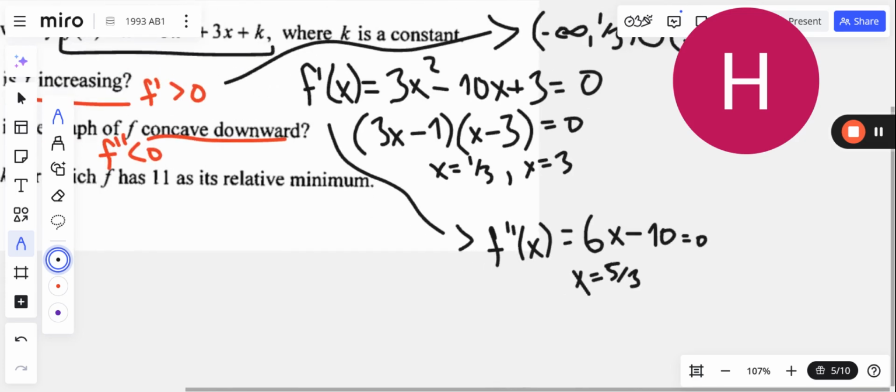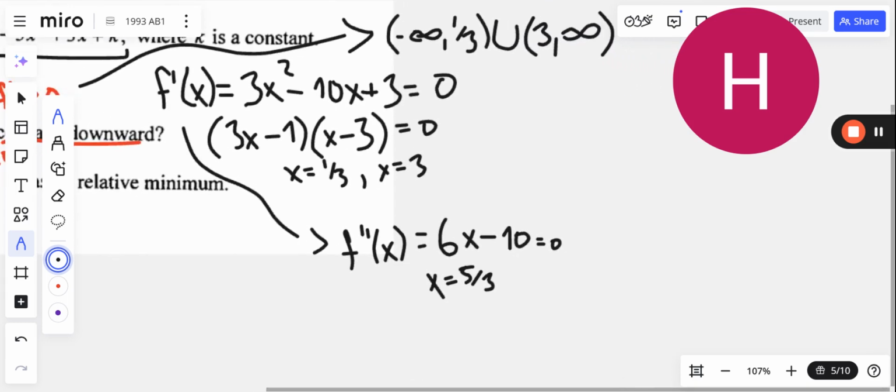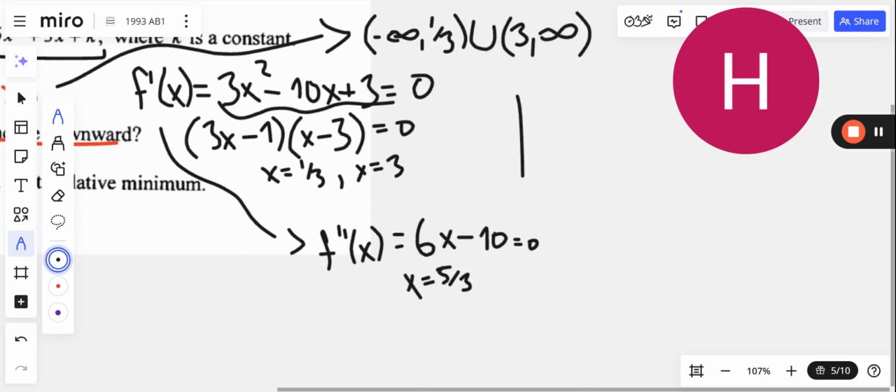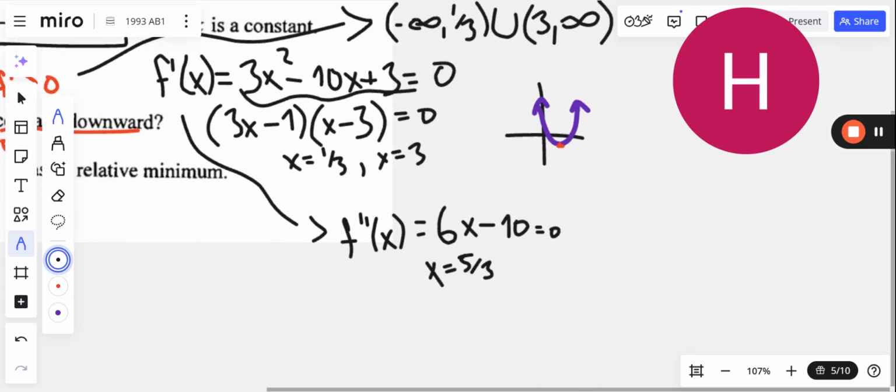Now, when is it concave downward? We could do something clever and take a look at this graph here, 3x squared minus 10x plus 3. That's a quadratic. It's a positive quadratic, so it's going to look like this. So this is a sketch of the derivative. And you notice that it has a flat point here, right? So we're finding that flat point. That flat point is at 5/3. A graph of this would look something like that.